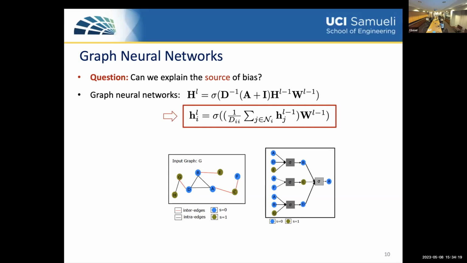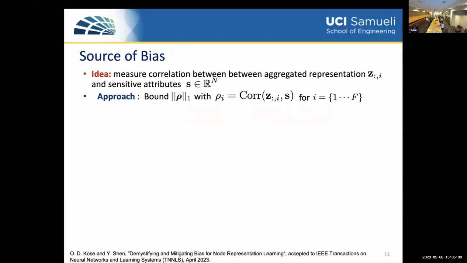You can see from this figure where I colored the nodes differently. Let's think of blue and green as denoting two sensitive groups, female and male. If the graph has this structure, where a blue node has more neighbors that are blue nodes, then if I aggregate the information in each and every layer of the graph neural network, eventually I will aggregate more and more information from nodes of the same sensitive group. That is the reason why, even though the sensitive attribute is not used, the graph structure may amplify already existing bias.